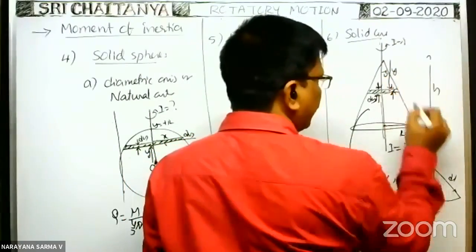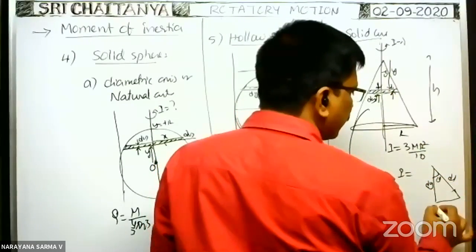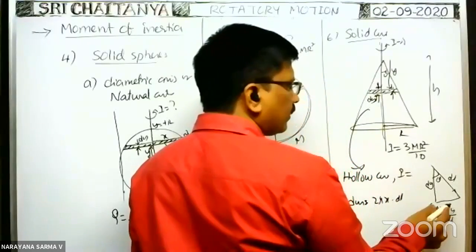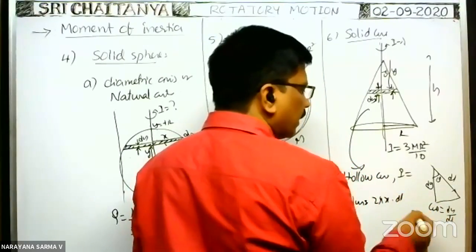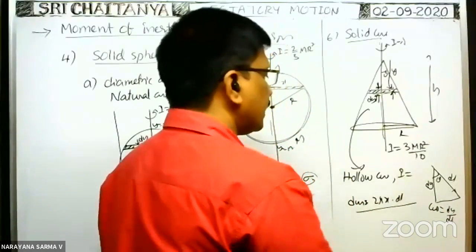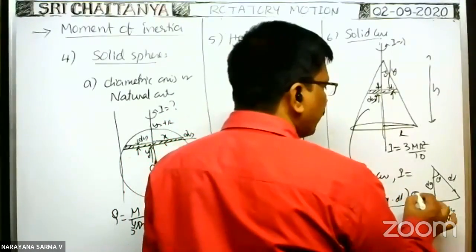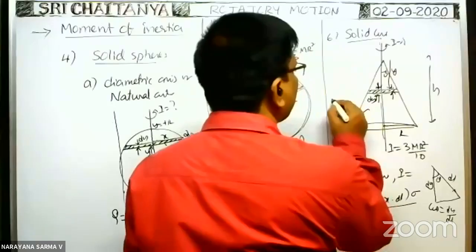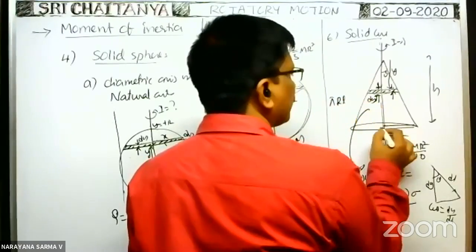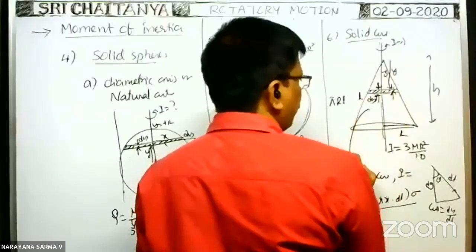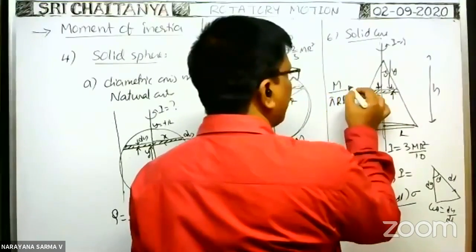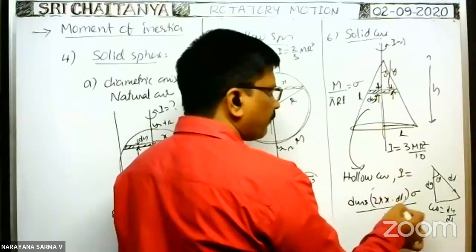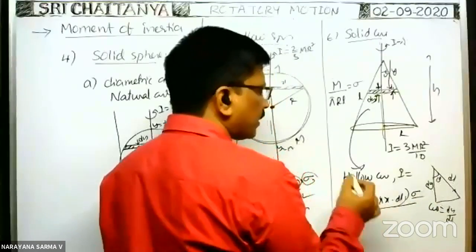Suppose the semi-vertex angle is theta, then cos theta is equal to dy by dl. Then the width dl is equal to dy by cos theta, or dy secant theta. The mass of the element is the area of the element into surface density sigma. What is the area of the cone? Surface area of the cone is pi r l, where r is the base radius and l is the length of the inclined surface. Therefore, mass by surface area of the cone is the surface density. So for this area, the mass is the surface area of the element into surface density. That is the mass of the element.